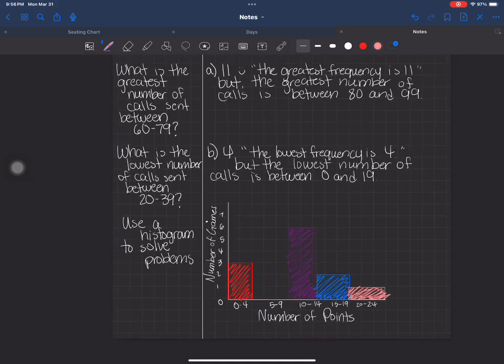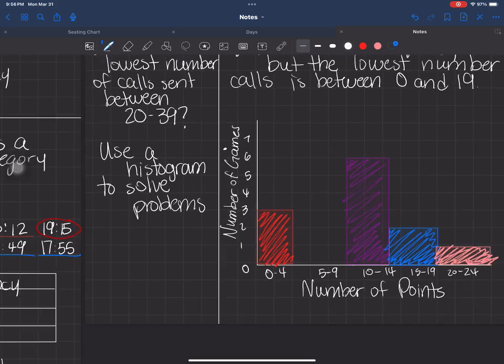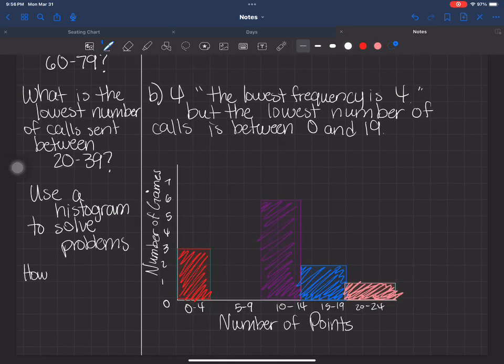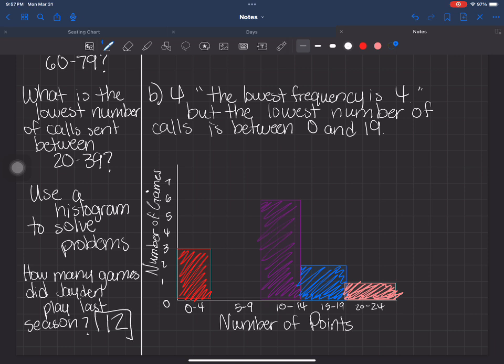So let's go ahead and write down our problem. Again, this is just an example that might sound similar to your book. How many games did Jaden play last season? We're going to have to count. Red, there was 3. Purple, there was 6. Blue, there was 2. And pink, there was 1. That's a total of 12. You'd have to add those up, right? So you'd add all those numbers together. Hopefully you can see that, where I got 12 from.